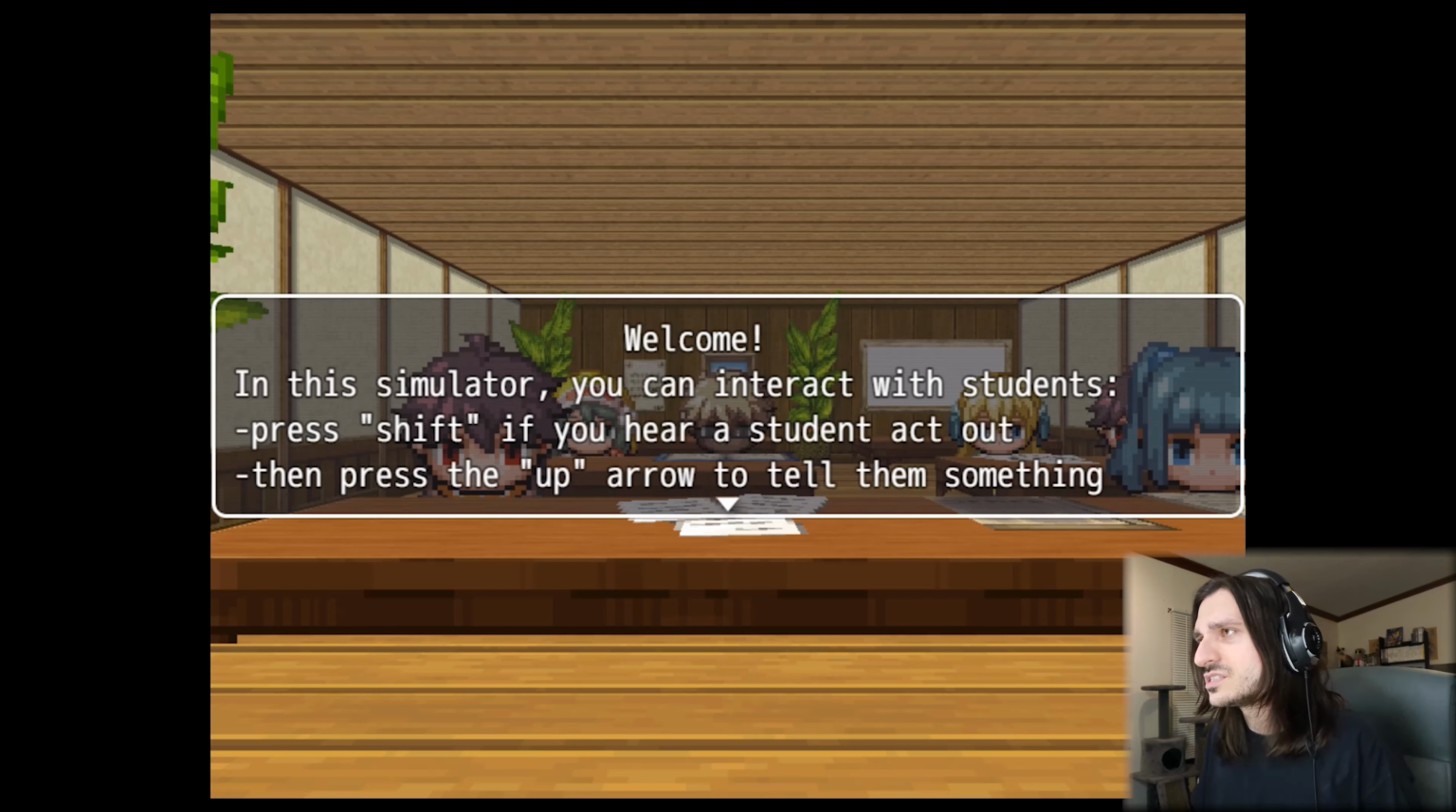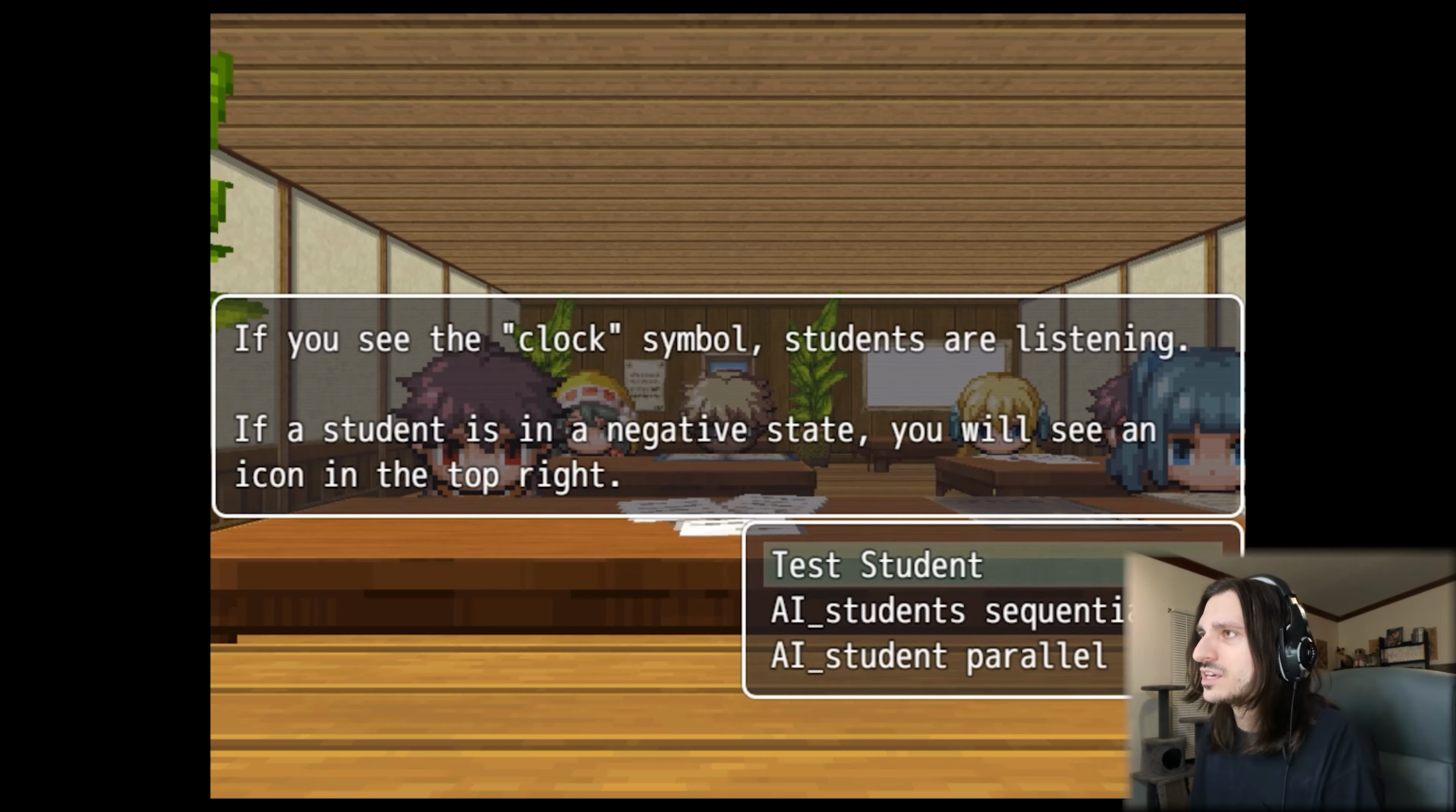Welcome. In this simulator, you can interact with students. Press Shift if you hear a student act out, then press the up arrow to tell them something. If you see the clock symbol, students are listening. If a student is in a negative state, you will see an icon in the top right.